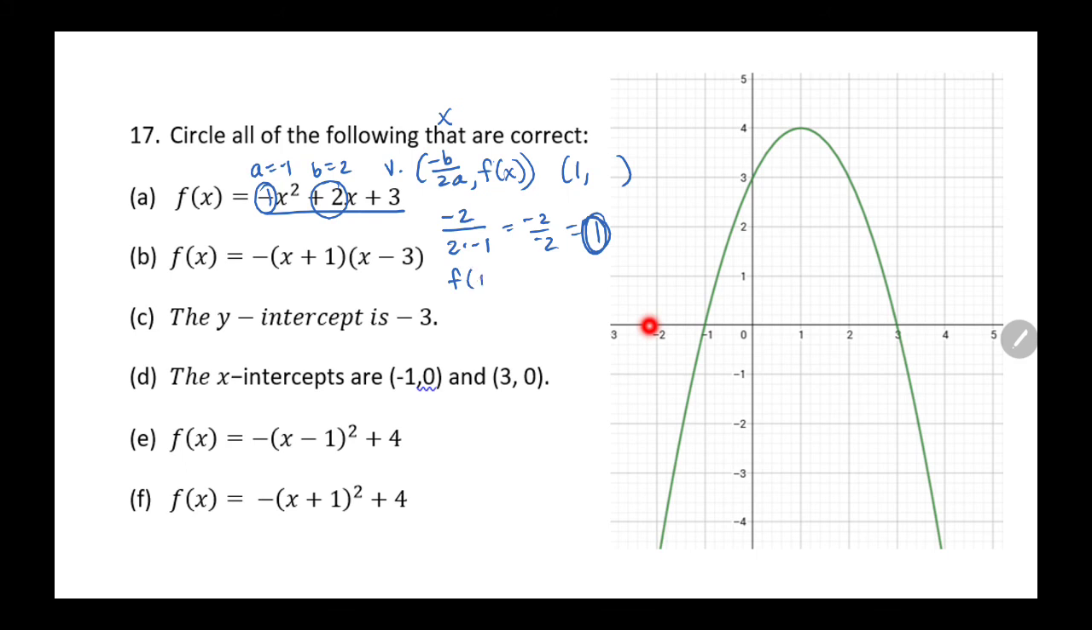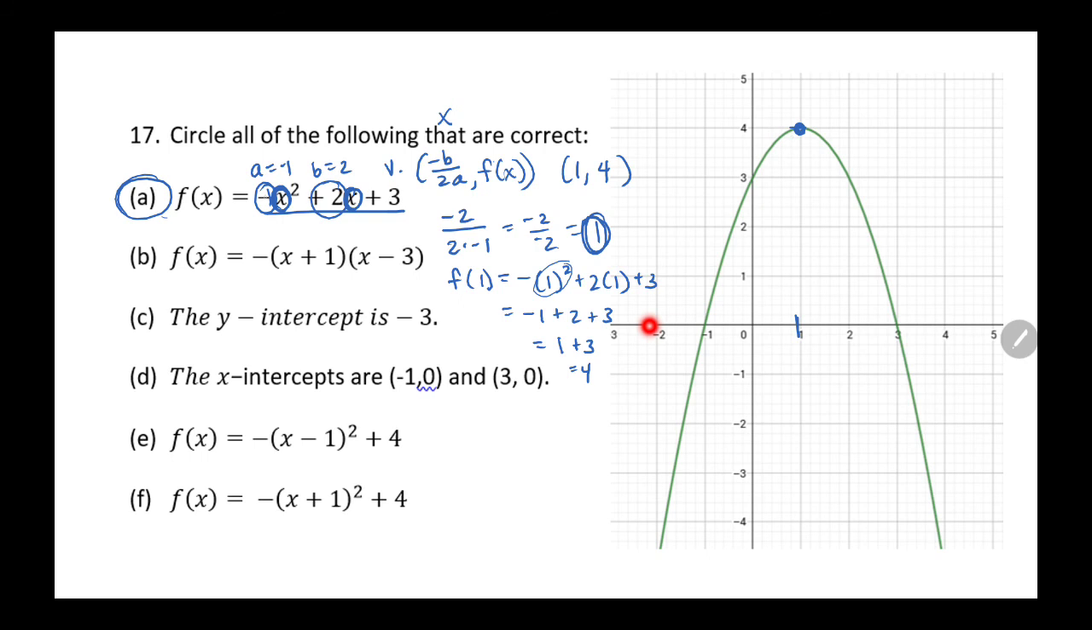So f of 1 is really negative 1 squared plus 2 times 1. I'm really just plugging it into my x's here and here. And then plus 3. So that's 1 squared is 1 times the negative out in front is negative 1 plus 2 plus 3. Negative 1 plus 2 is 1, plus 3 is 4. So this standard equation, A, gives me a vertex at 1, 4, which matches.